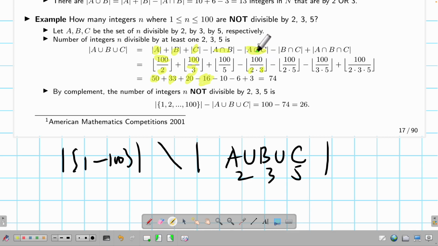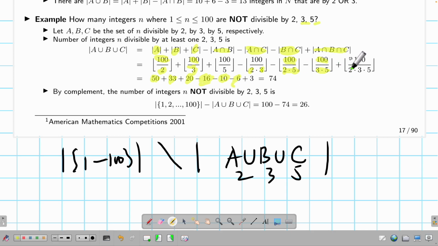What about this? This is the number of integers divisible by 2 and 5. So that is divisible by 10. There are 10 of them, so that's why there's a 10. What is this? This is the number of integers divisible by 3 and 5. That means divisible by 15, which is this number.